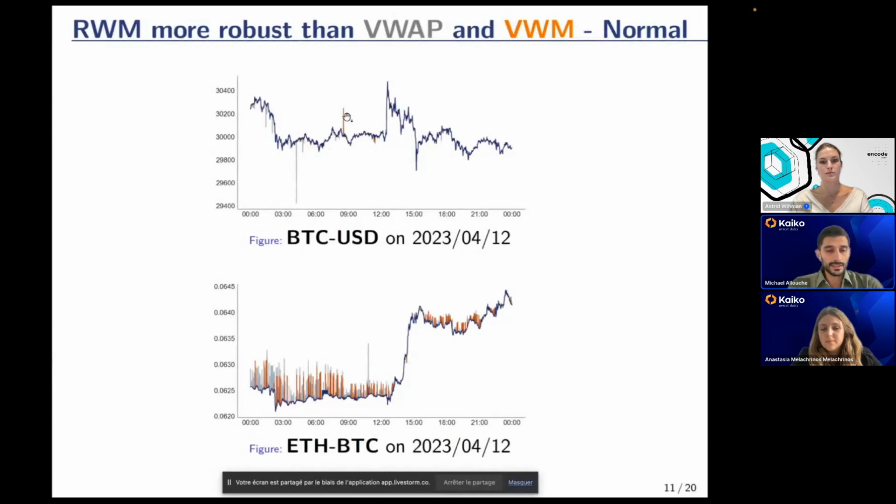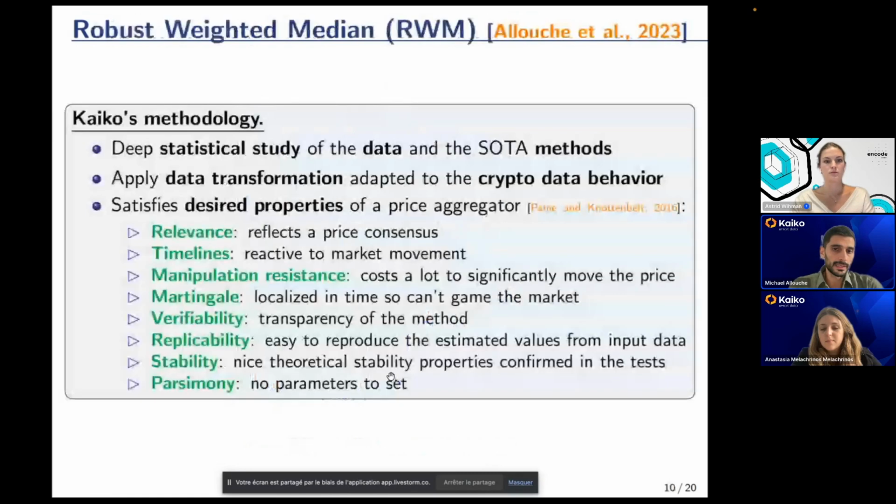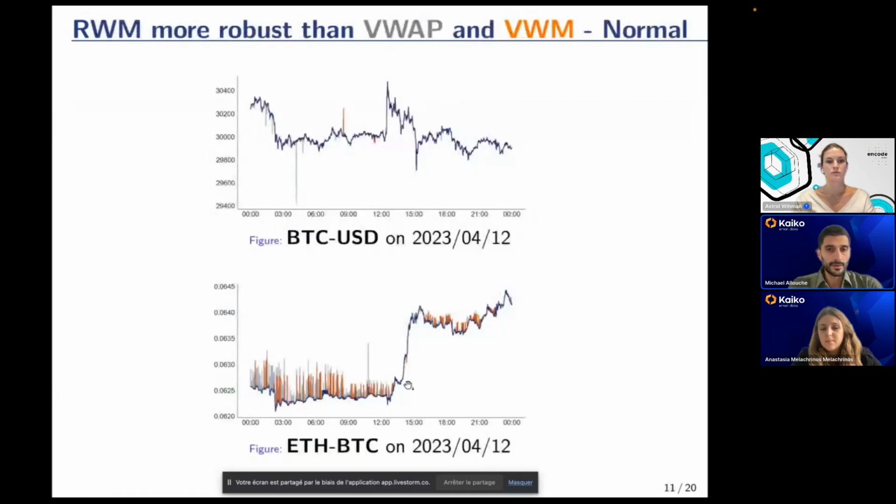And it gets even worse for less liquid pairs like ETH BTC, at the bottom. What I want to emphasize here is one of our properties. You remember, the timeliness should be reactive to market movement. And here you clearly see that our estimator is very reactive because it follows the trend and it follows the regime switching between 12 and 3 p.m.